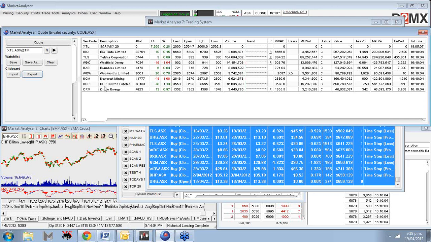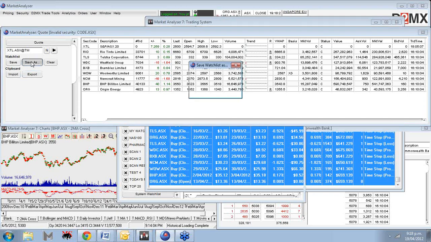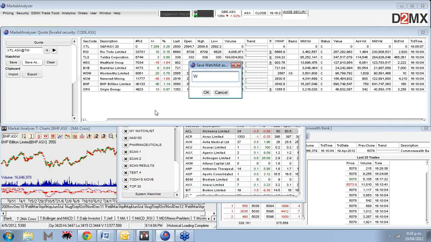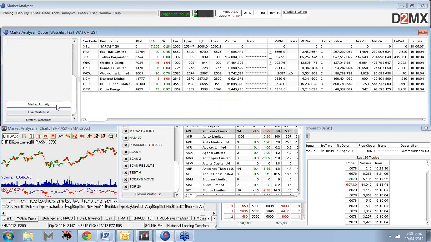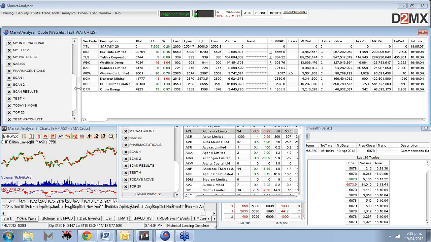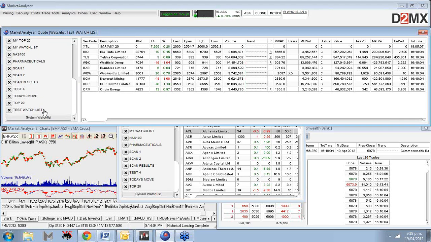Now that I've got the shares in there, I just then save it as, and this is my test watch list, and tell it OK. It's now been created as one of my watch lists in here, somewhere in amongst all the ones I've created. Test watch list, and it can be then analyzed in the same way.